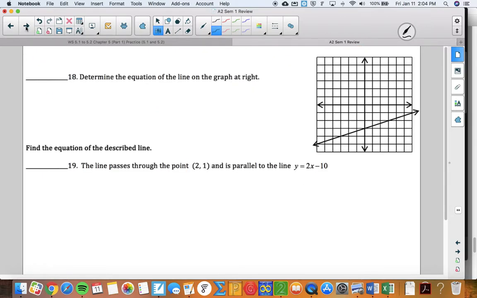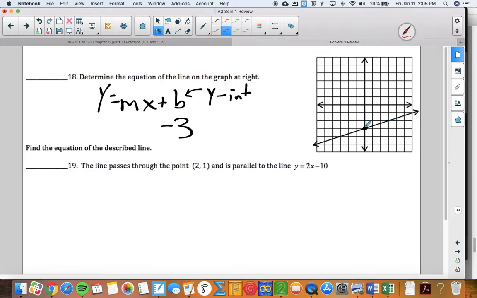Determine the equation of the line on the graph. Well, let's put this in slope-intercept form. So we want the slope and we want the y-intercept. So let's go find the y-intercept where the line crosses the y-axis. That's at negative 3. Let's calculate the slope.